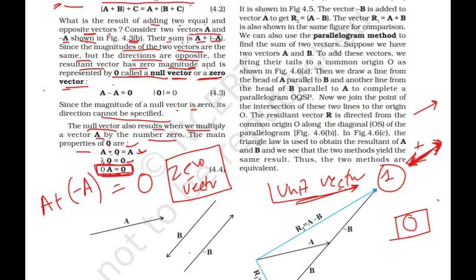If you add a 0 or null vector to a vector, then the magnitude and direction of the initial vector will be the same. If you multiply a null vector with a real number, then the result will be a null vector. Very simple thing. And if you multiply a vector with the real number 0, then the resultant will be a null vector.